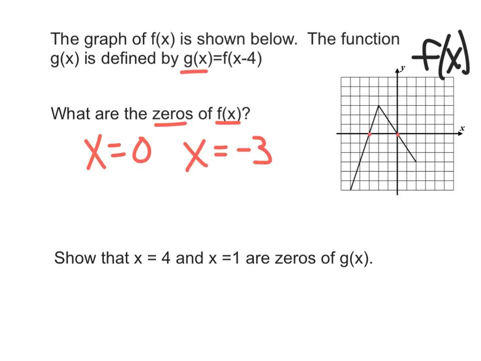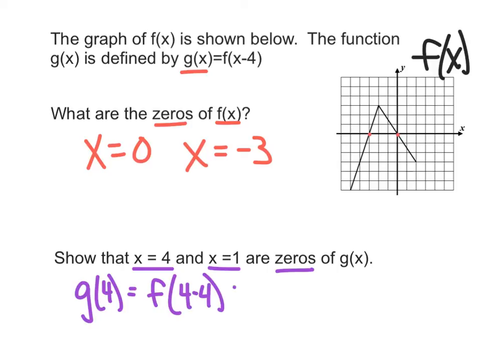Show that x equals 4 and x equals 1 are zeros of g. Well, that just means when I plug in 4 and I plug in 1, I better get the answer of 0. So g of 4 is equal to f of 4 minus 4, which is really f of 0. Now I see an f, so I have to go back and use this f graph. F of 0, if I go to 0, I should get a height of 0. So check, I showed that that's a 0.